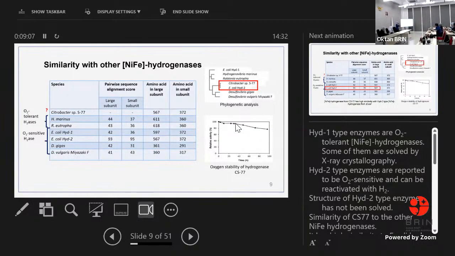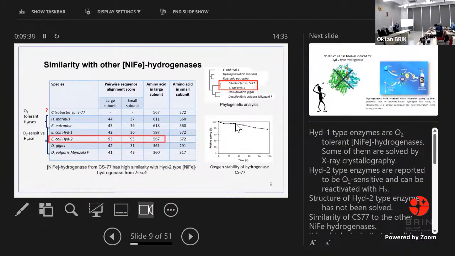There must be some questions. What makes this nickel iron hydrogenase from CS77 oxygen stable compared to its other family members, such as E. coli Hyd-2? So we want to find out what makes this CS77 oxygen stable compared to its homologous members.